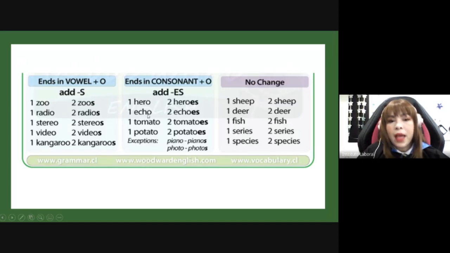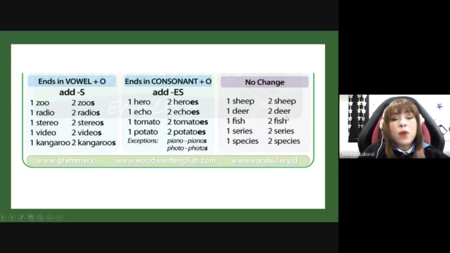Okay? One echo, two echoes. One tomato, two tomatoes. One potato, two potatoes. Of course, there are some exceptions, and the exceptions are the words piano and photo. You say pianos, photos.